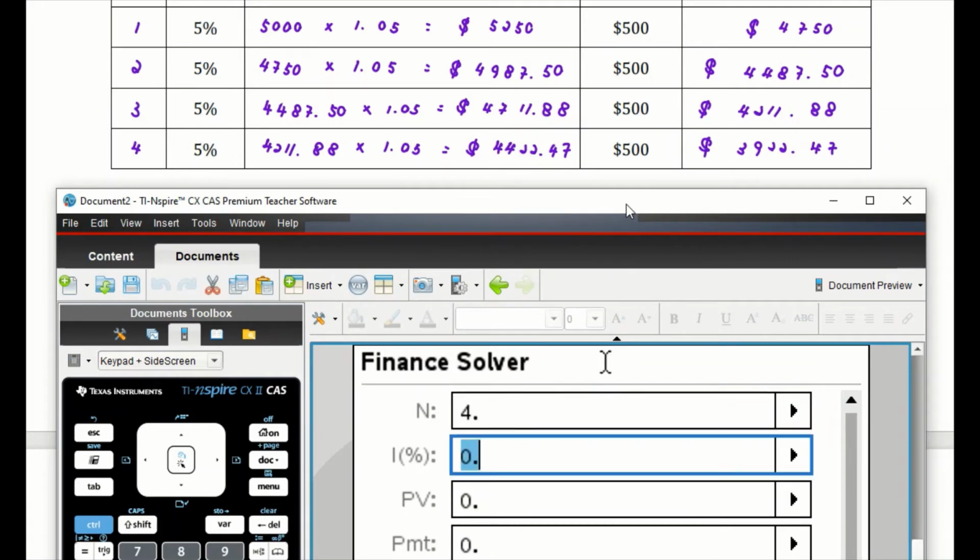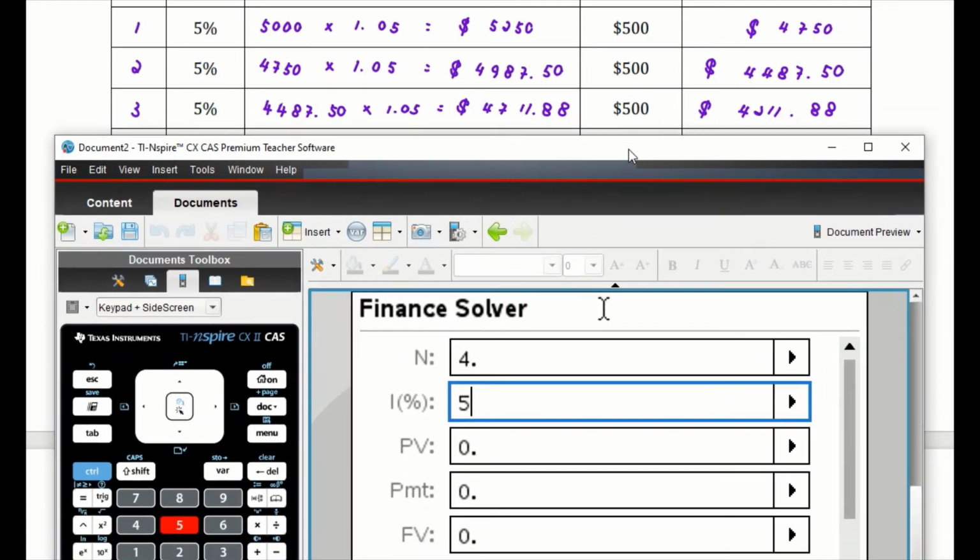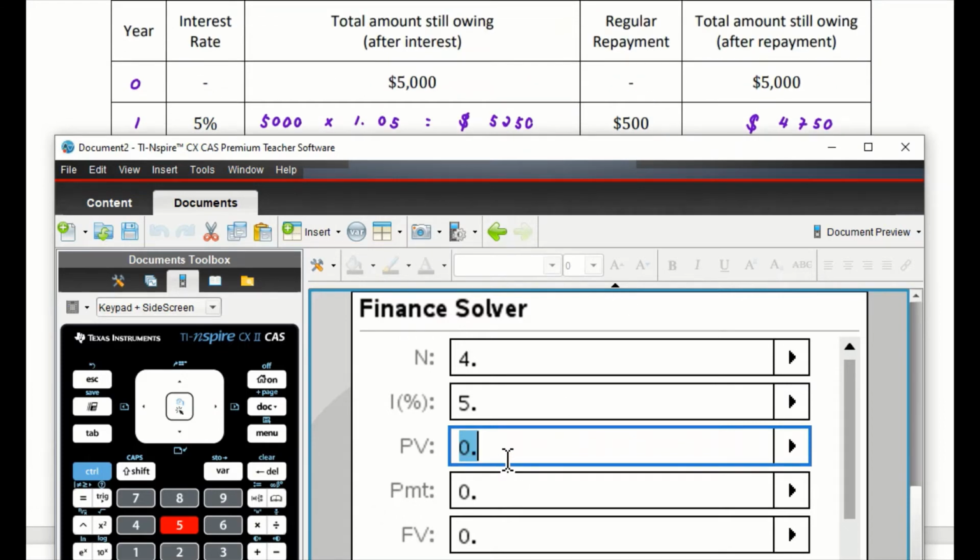The interest rate here is 5% per annum. For PV, remember you are borrowing an amount of money. When you borrow the loan, the money is in your hand, given from the bank to you. So the present value PV is a positive value because the money is given to you, and in this case PV is 5,000. For payment, when we talk about repayment, you are giving this money to the bank, so it is negative 500.